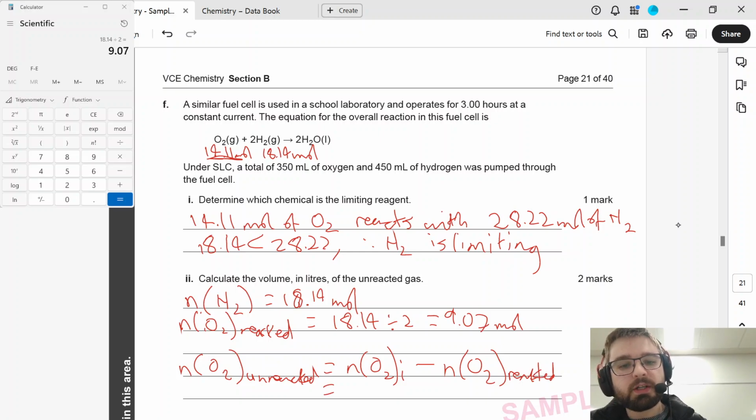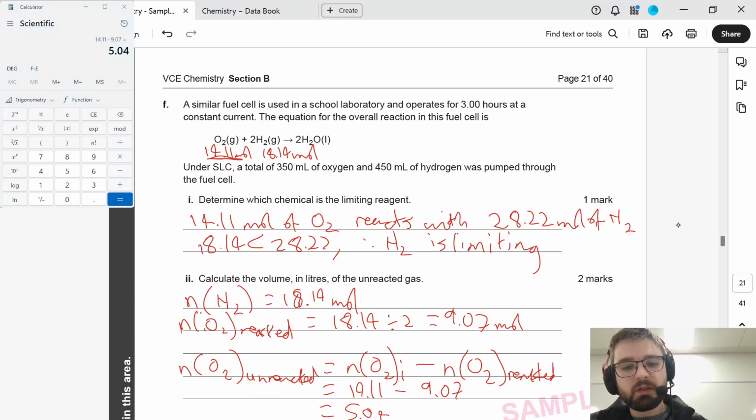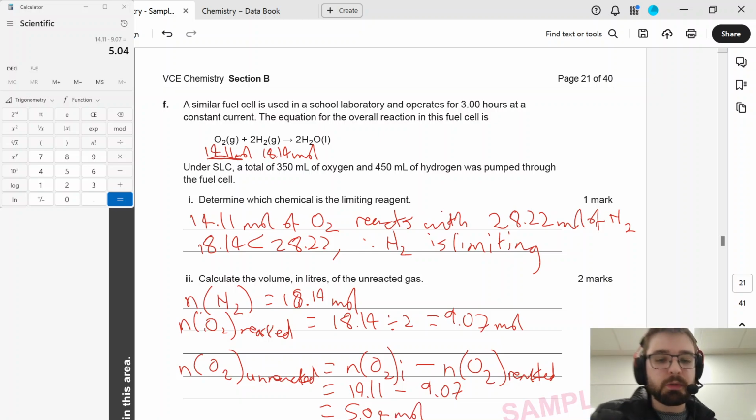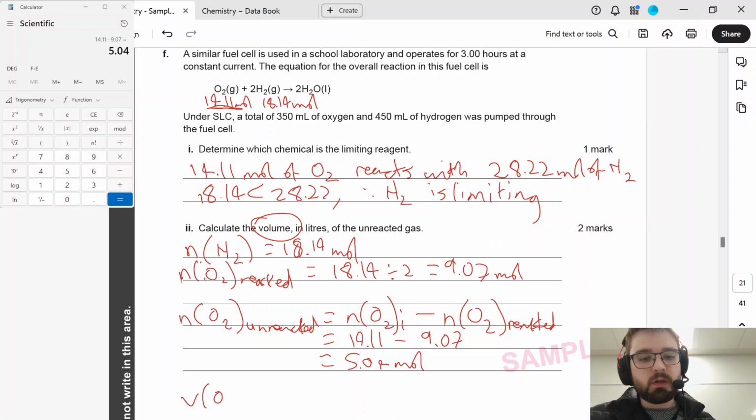Again, I'm showing more working out than you probably need to here, just so you can get what I'm doing. 14.11 minus 9.07. I could probably do a lot of these in my head, but don't leave it to chance. Doing it in your head and then doing it on the calculator is probably the best thing as well. Alright, 5.04 moles, and we want the volume in liters. So the volume of oxygen is going to be 5.04 times 24.8.